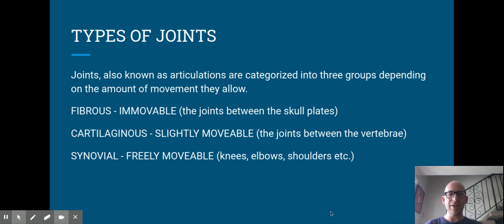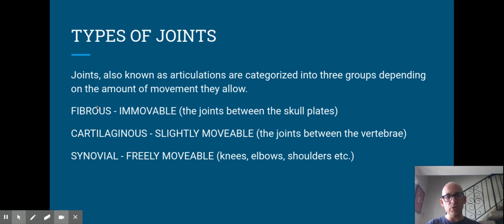All joints fit into one of these three categories: fibrous, cartilaginous, or synovial. And just up here, I also talked about how joints, also known as articulations, but joint is the more common term. Okay, so fibrous joints, they are immovable, they are set. This is where bones have become fused together. The best example of this is in the skull. You have different skull plates, the frontal, parietal.